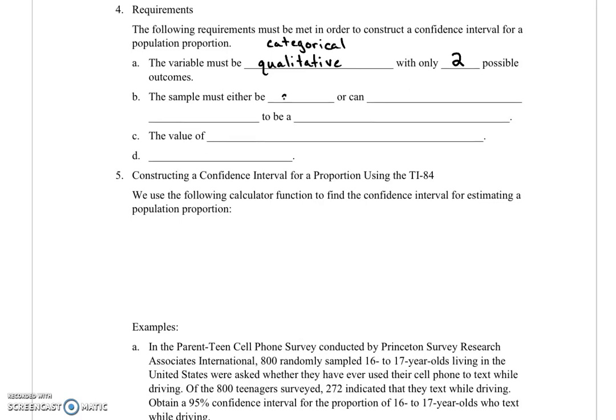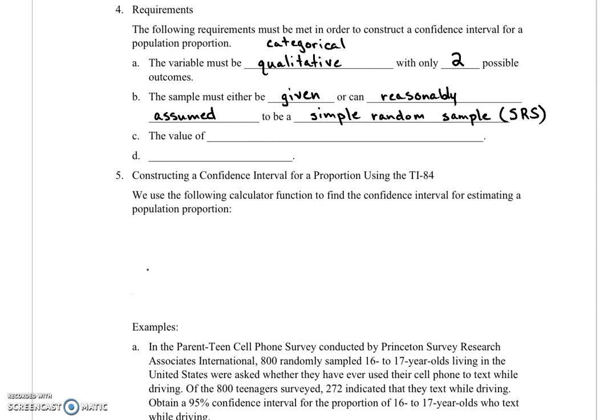Also, the sample has to either be given to be or reasonably assumed to be a simple random sample. So either the problem has to tell us that it was a simple random sample, or we can assume that's the case. How can we assume that it was a simple random sample? Well, if the sample was conducted by a reputable polling agency or a scientific study, that kind of thing, we can assume that those are simple random samples.